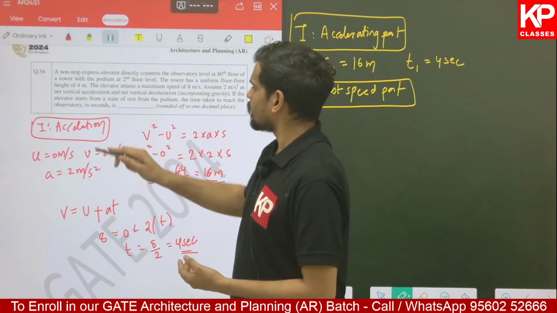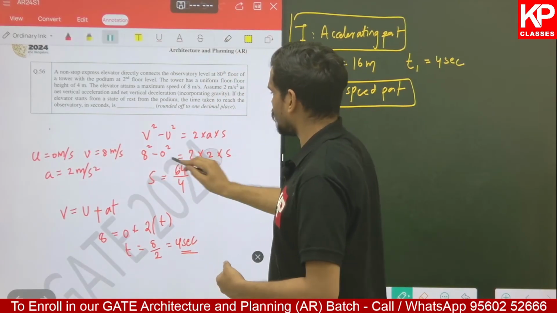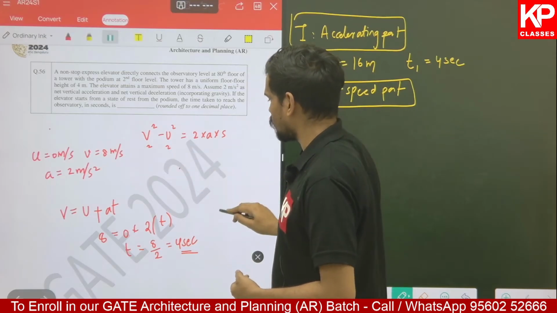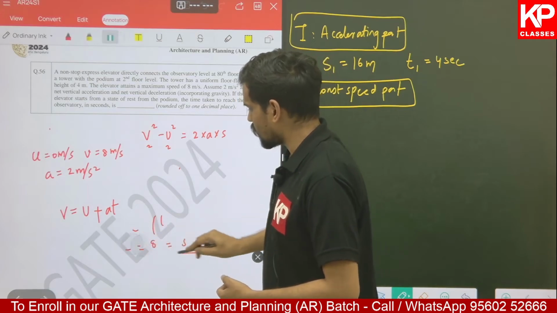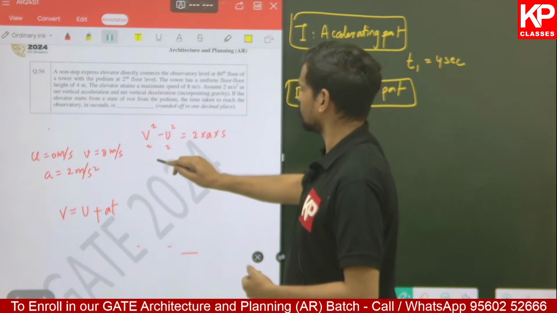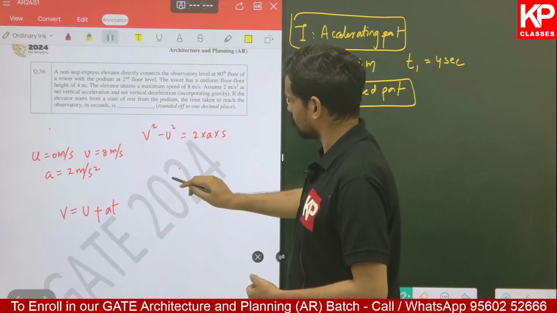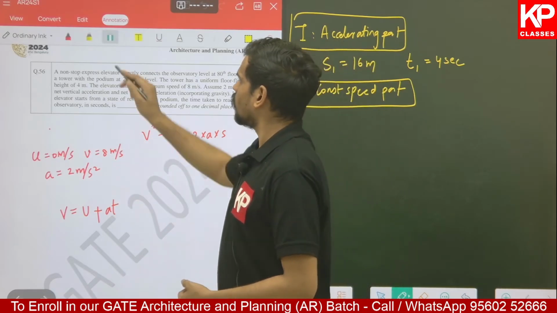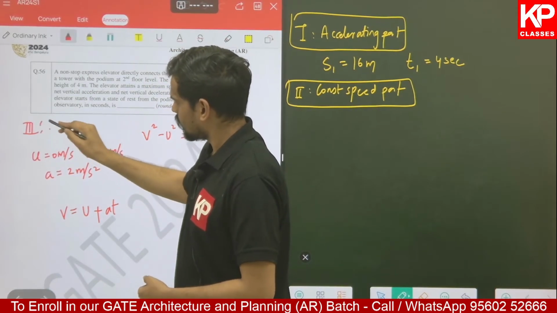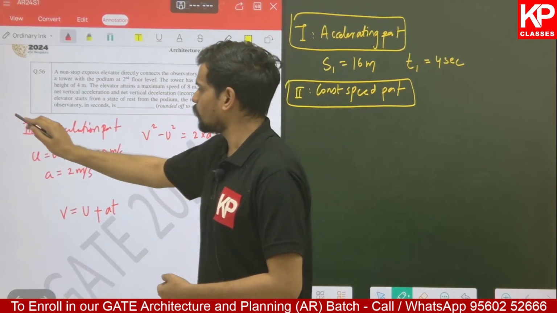So let us do the same calculation that we have done for acceleration. Let us try to solve the deceleration part and get the values of both the distance and also the time. I'm not erasing the equations because we'll be using the same equations again. So for the decelerating part, let me mark it as 3, the deceleration part of the movement of the lift.